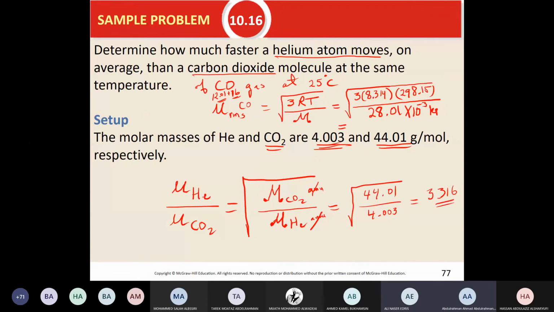515.26. What's the unit? Meter per second. Exactly, meter per second. Don't forget this. So how should you do this problem? You just take the mass of the molecule from the periodic table, which is the addition of whatever is available in the periodic table, and multiply it by 10 to the minus 3 to make it in kilogram. That's it, as simple as that.